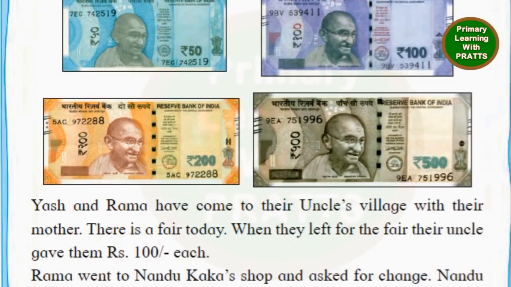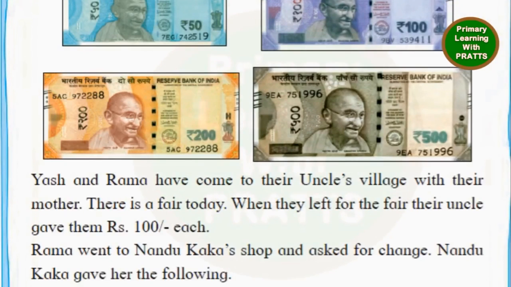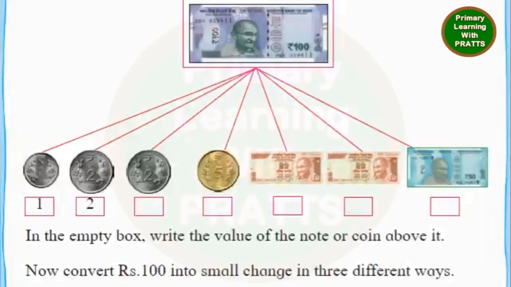Yash and Rama have come to their uncle's village with their mother. There is a fair today. When they left for the fair, their uncle gave them rupees 100 each. Rama went to Nandu Kaka's shop and asked for change. Nandu Kaka gave her the following. Now let's see what denominations Nandu Kaka is giving her.